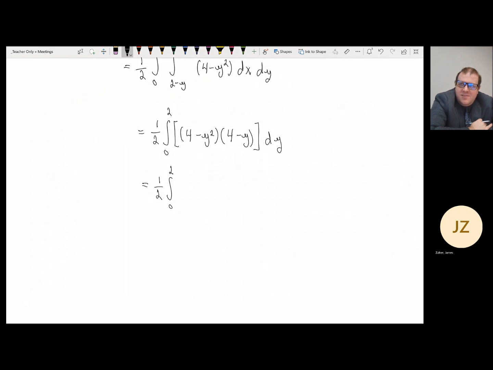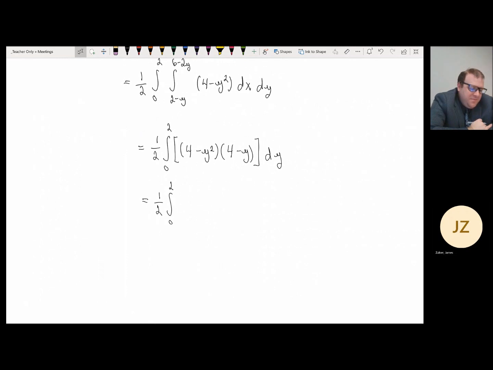Why could you do that? Because with respect to x, 4 minus y squared is a constant, yes. So just group it together. But why could you subtract 6 minus 2y? Because there's no x, right? It's the length of that interval. So upper minus lower.